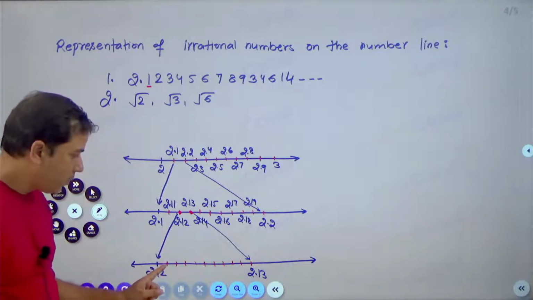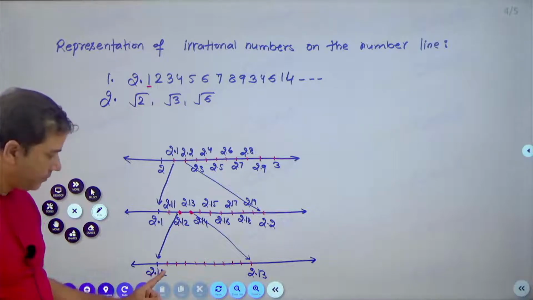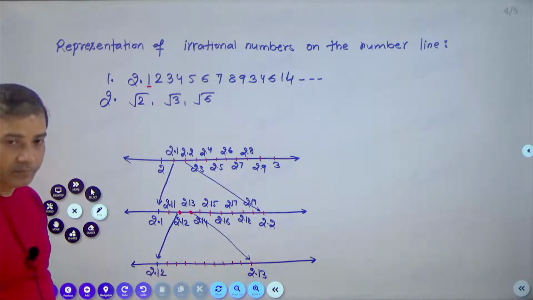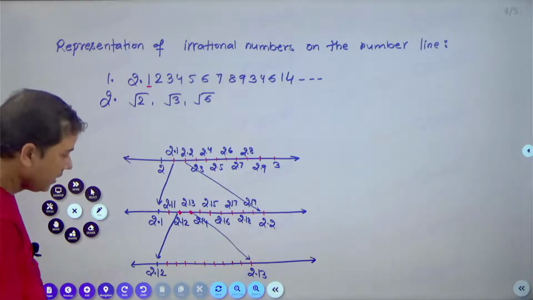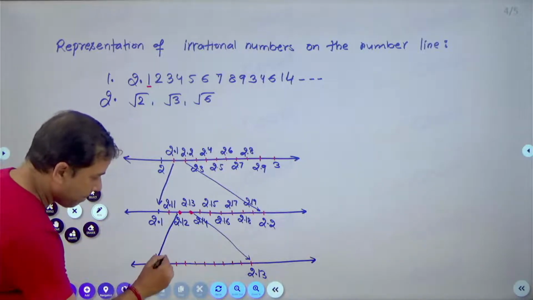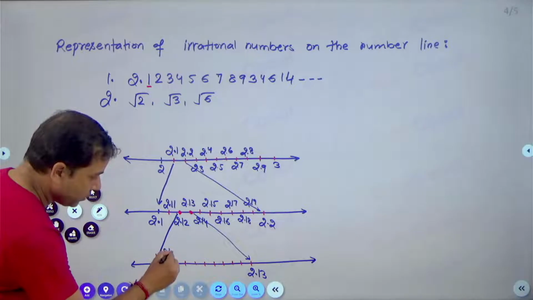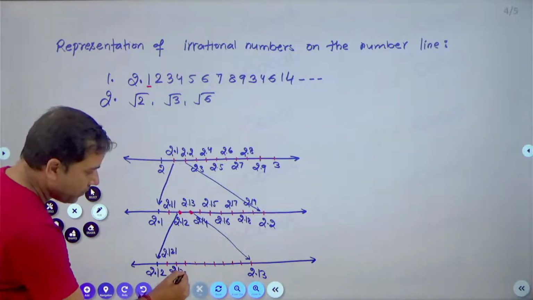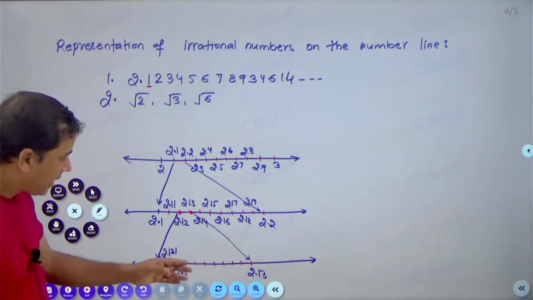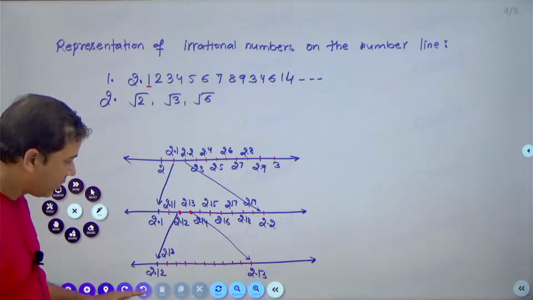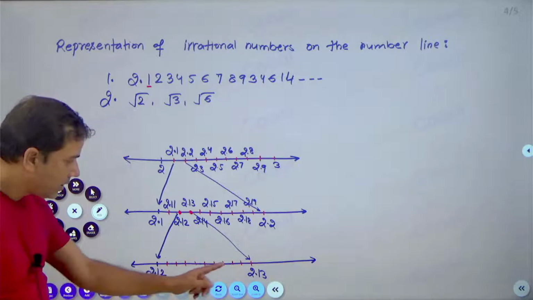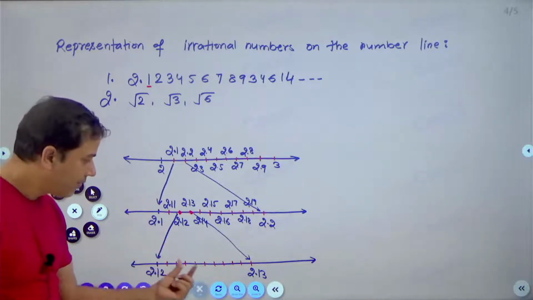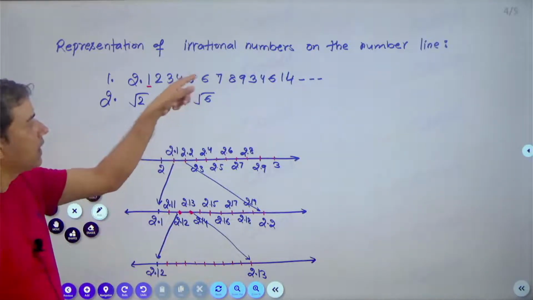What is the first point representing here? 2.121. Correct, 2.121. Then it is 2.122. But we don't have that much space, so I'm not going to write all the things. I will just write those two numbers between which this still lies.